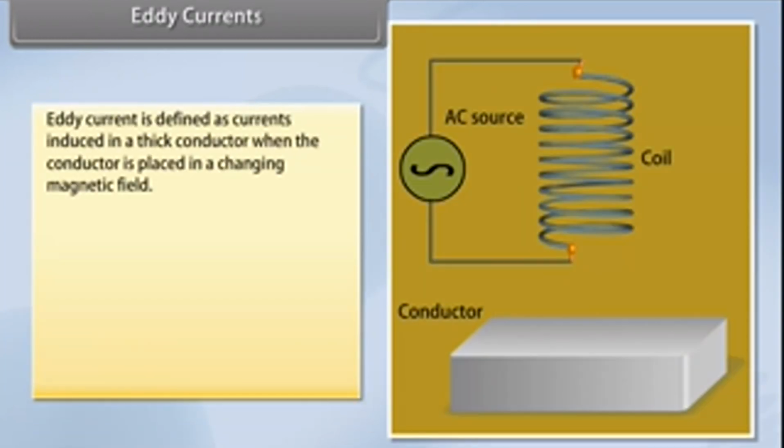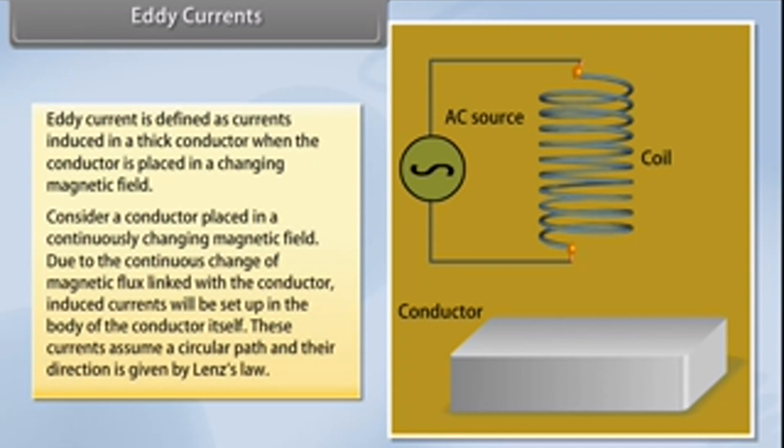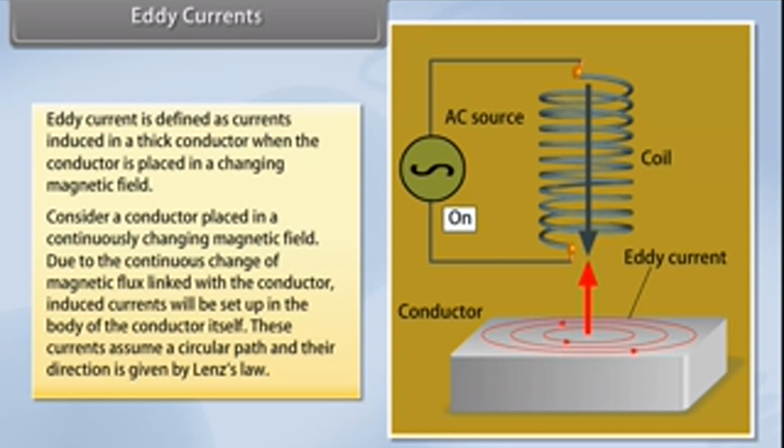Eddy currents. Eddy current is defined as currents induced in a thick conductor when the conductor is placed in a changing magnetic field. Consider a conductor placed in a continuously changing magnetic field. Due to the continuous change of magnetic flux linked with the conductor, induced currents will be set up in the body of the conductor itself. These currents assume a circular path and their direction is given by Lenz's law.